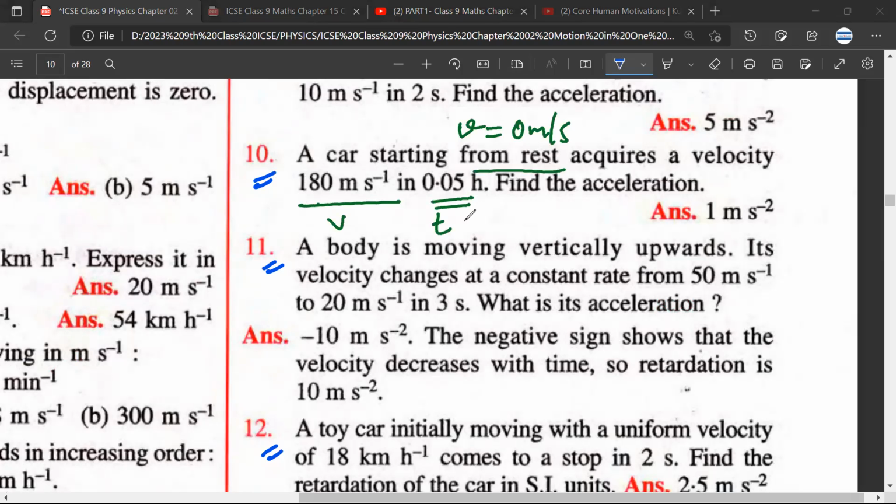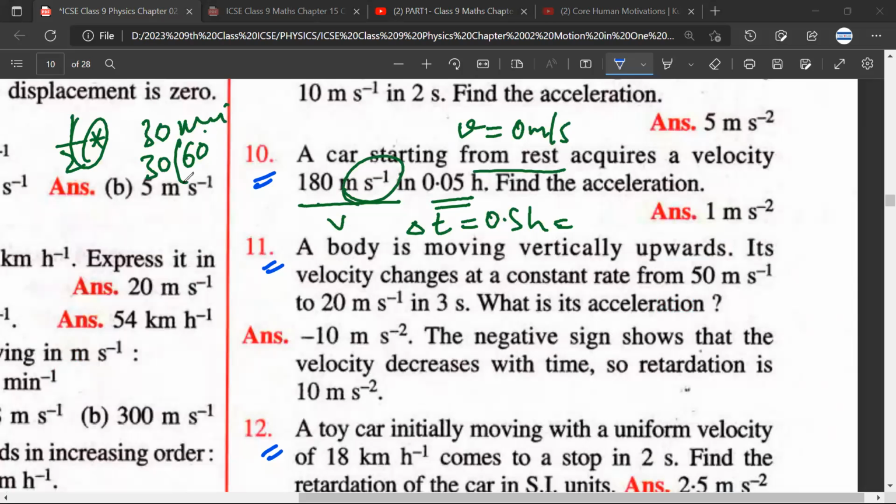Of course, the delta t is 0.05 hours, but what we need to understand is that because this is in meter per second, this 0.5 hours has to be converted into seconds. So half hour when converted into minutes is 30 minutes, and when converted to seconds is 30 into 60, which is equal to 1800 seconds. Are we clear?